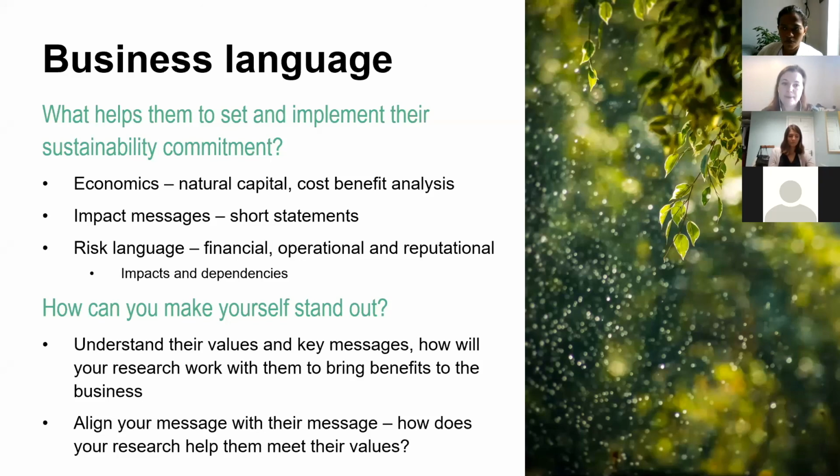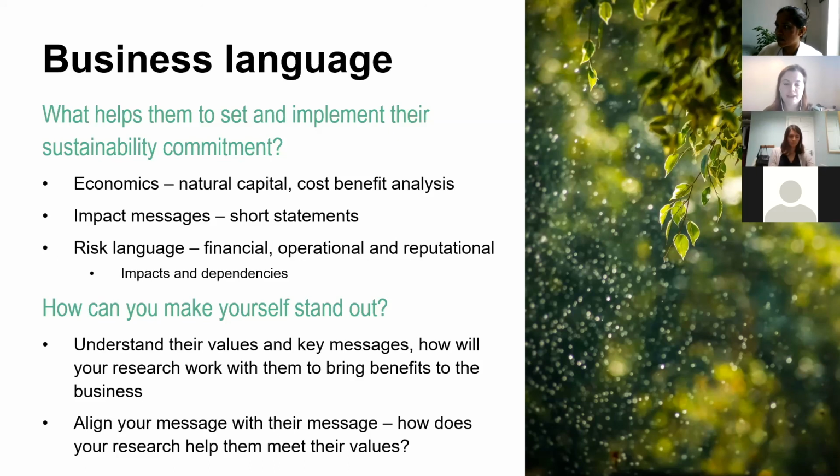Again, we've got impact messages, so their key areas and their recognition of their values, these short statements that they can put out on social media or on their company websites. This really helps them to set commitments and targets for themselves that you can start to address and say, my research is going to help you meet your impact statement that you released this year.